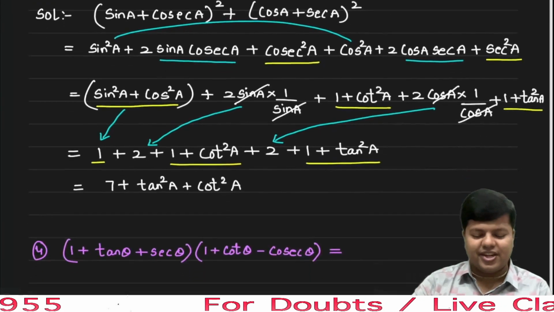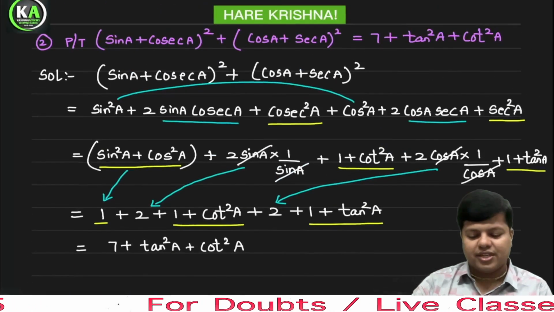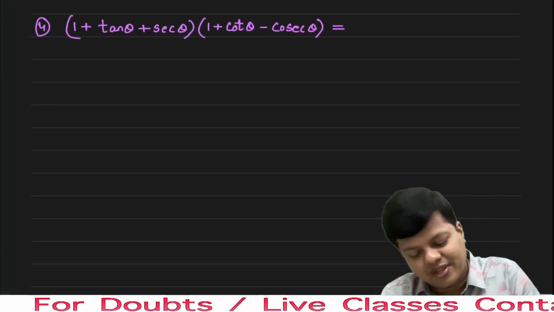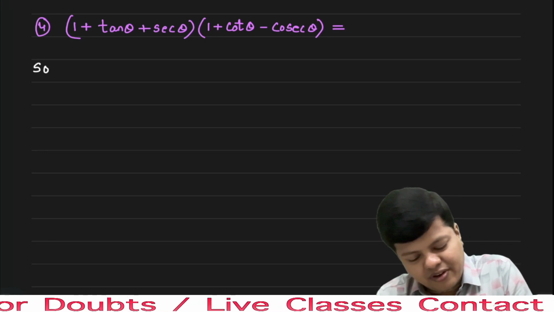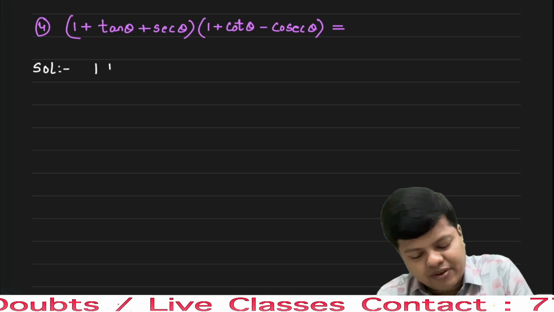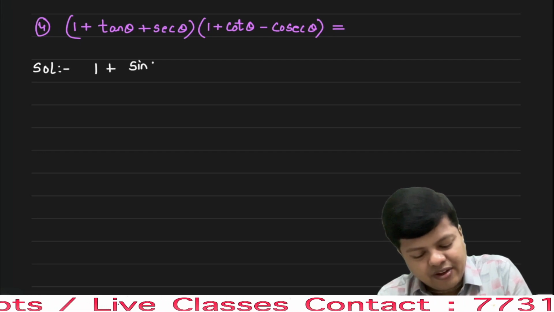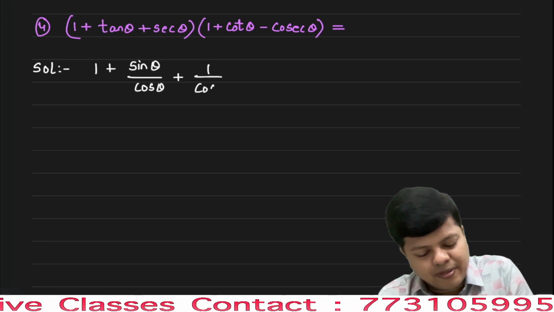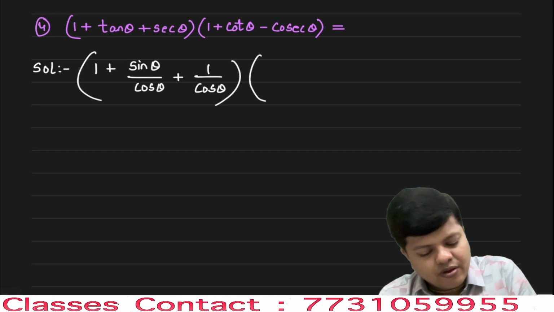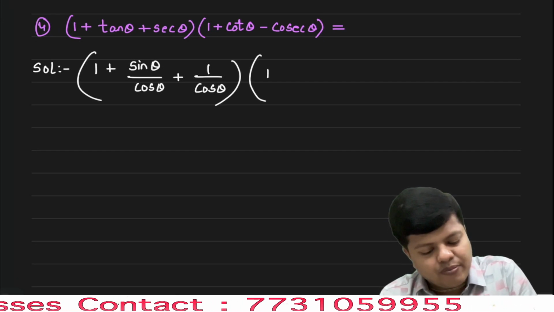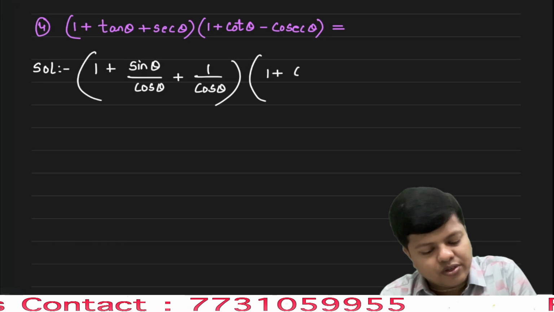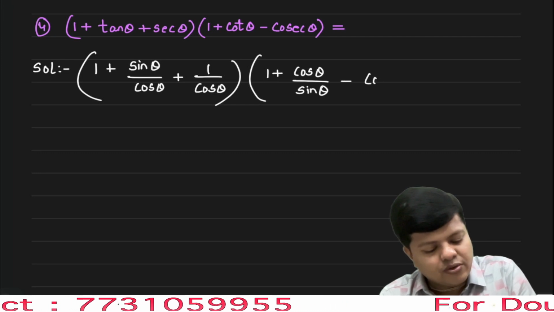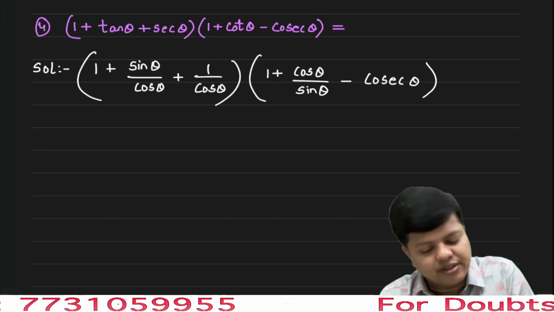Okay, interesting question. So after the second, okay, we shall do this. What is the answer of this? It's like eliminate theta. So solution, how to start? 1 plus, convert into sin and cos, tan theta as sin theta by cos theta, secant as 1 by cos theta. Okay, 1 plus cot theta is cos theta by sin theta minus cosecant theta. What answer you'll get, you'll see.